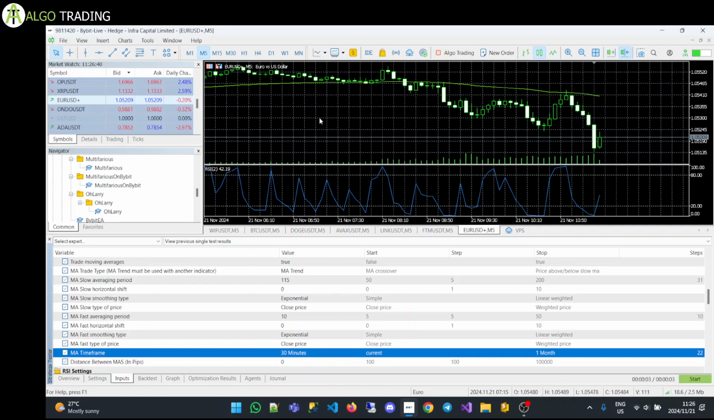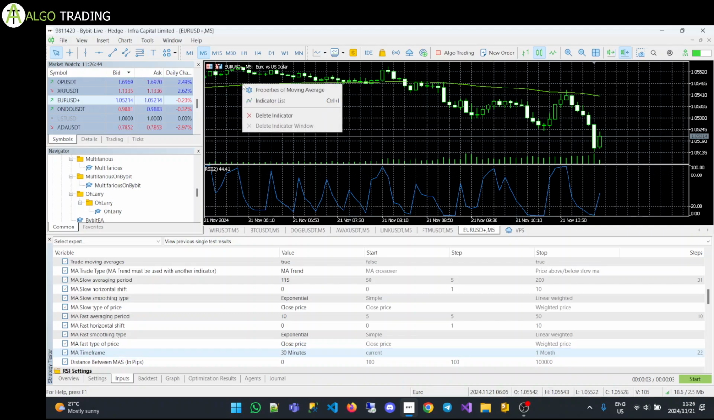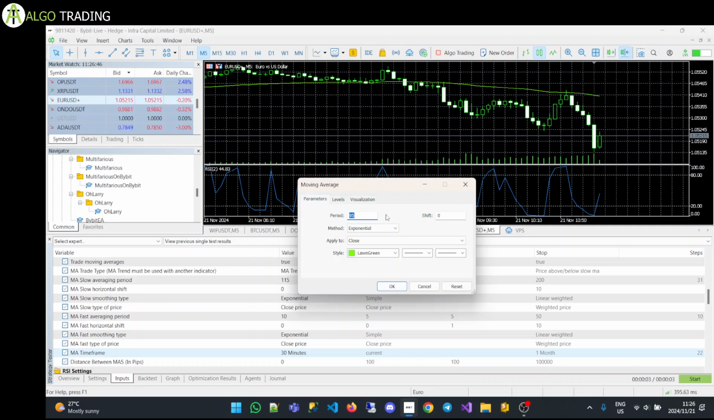So I'm going to just plot. We've already got a slow moving average in here. I'm just going to change the properties. So this one is 115.